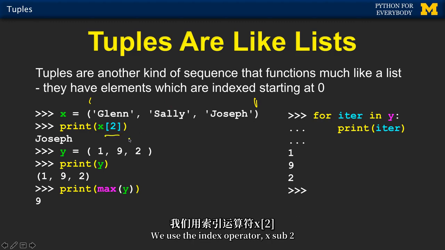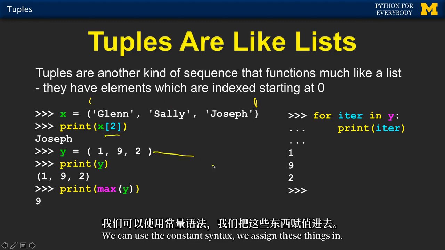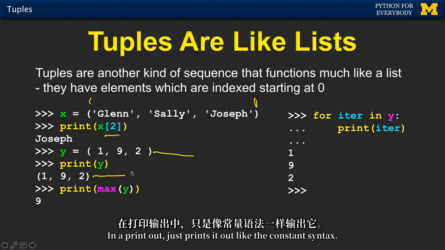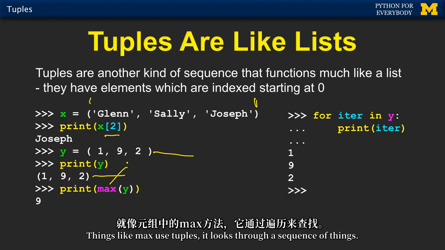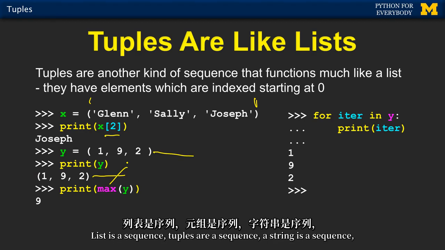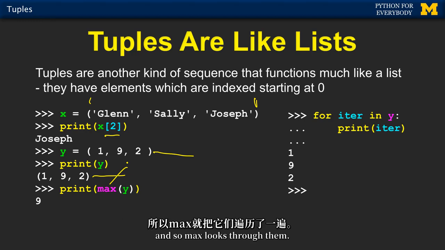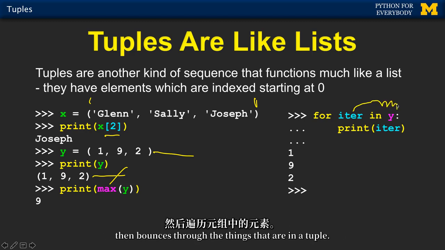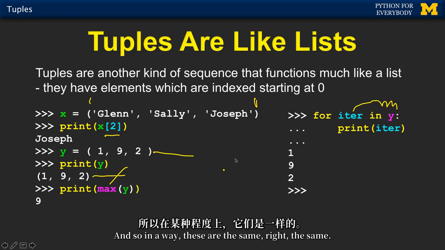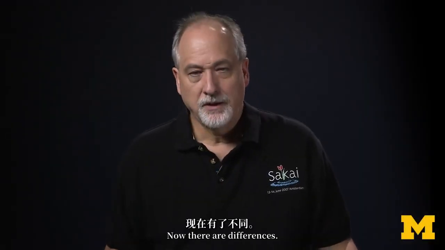We use the index operator x sub 2. We can use the constant syntax. We assign these things in, and a printout just prints it out like the constant syntax, with no square braces, but instead parentheses. Things like max use tuples. It looks through a sequence of things. Lists are a sequence. Tuples are a sequence. A string is a sequence. And so max looks through them. And the for loop basically creates an iteration variable and then bounces through the things that are in a tuple. And so in a way, these are the same. Now, there are differences.